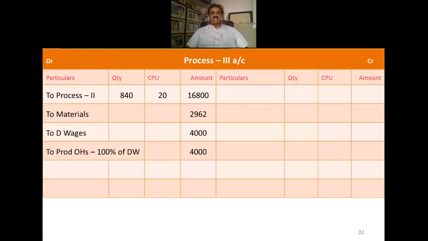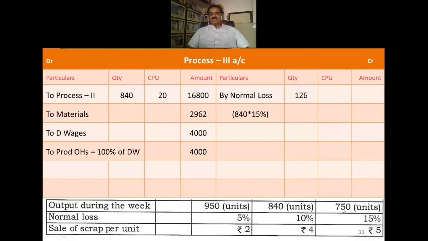The next step is to take the normal loss. The normal loss for the third process is 15%. 15% on 840 units is 126, where the scrap is sold at the rate of 5 rupees, that comes to 630. So 126 units were sold at the rate of 5 rupees, that comes to 630.